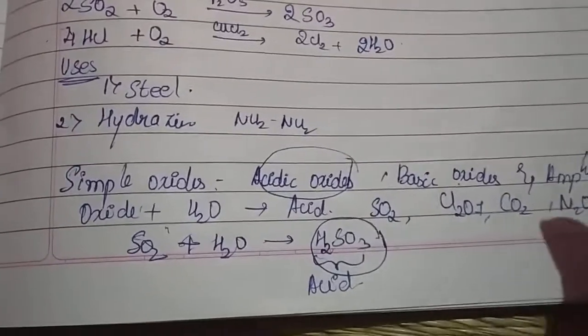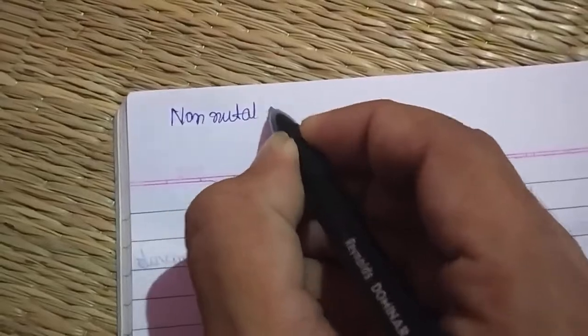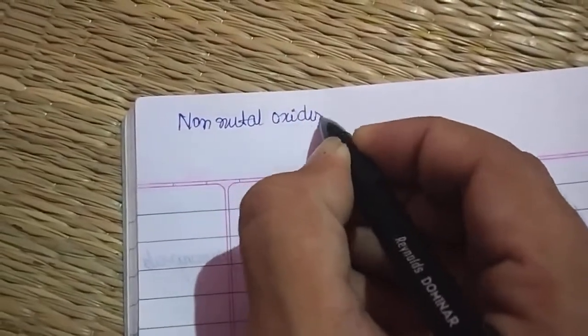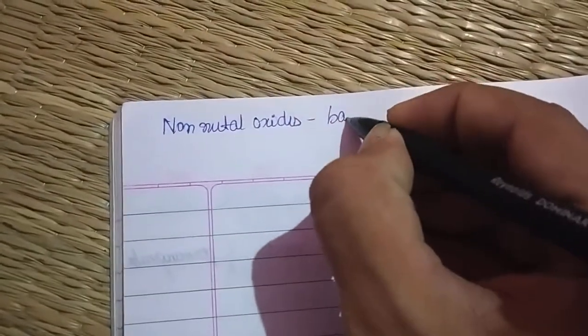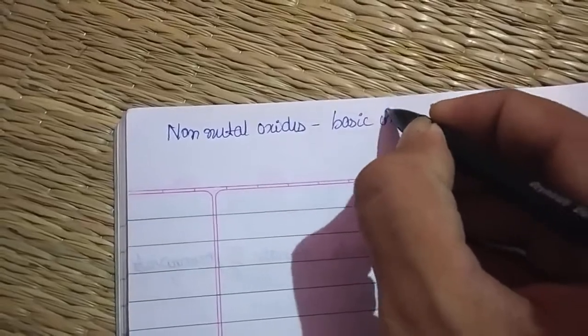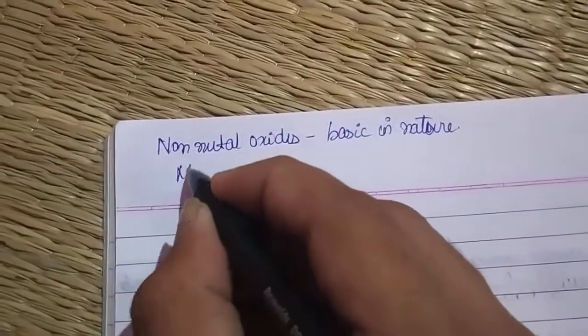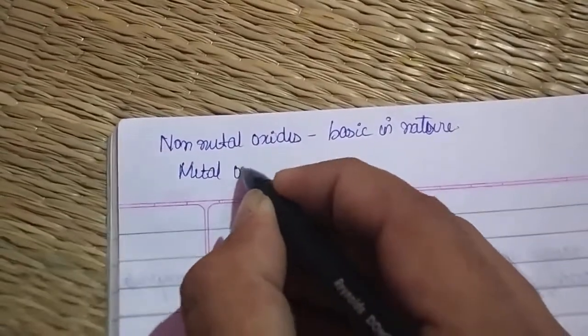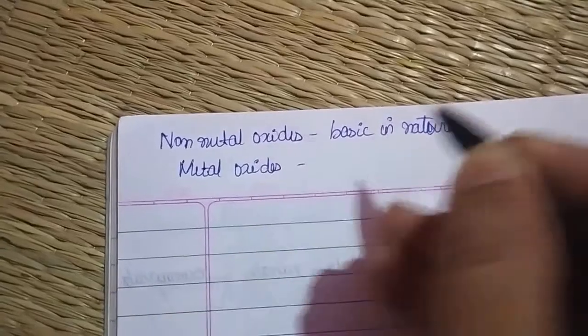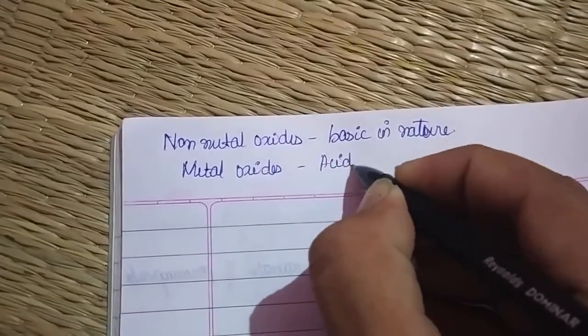So as per the general rule, there is one rule which says that non-metal oxides are basic in nature. Okay, oxides of non-metal are basic in nature. Similarly, metal oxides are acidic in nature.